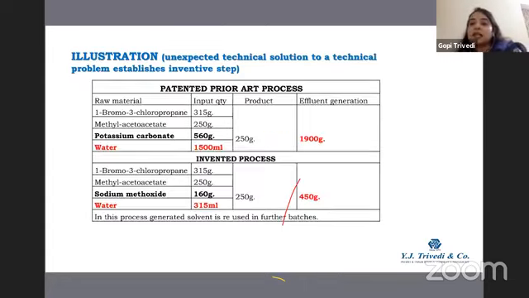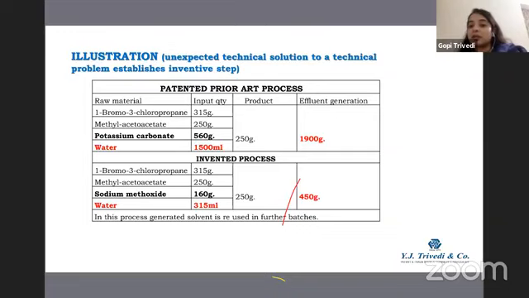If I look at the same in the category of chemistry, here my claim is that my invented process is using only 315 ml of water. At the same time, the prior art is using 1500 ml.